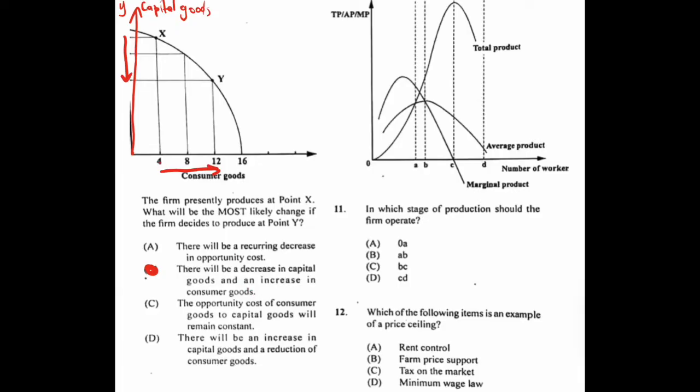So you see you move from 4 units to 12 units of consumer goods. Because it's cut off, I'm not entirely sure how many units, but you do have a decrease in capital goods. So the answer will be B.